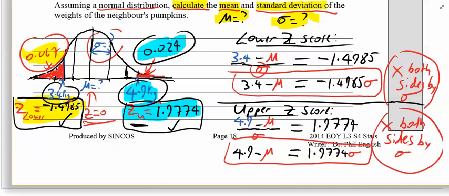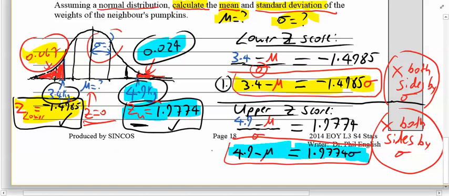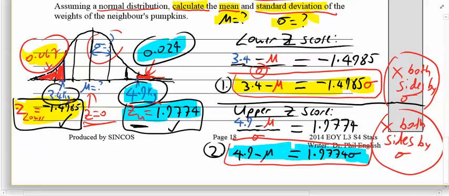Okay, so we've now got two equations. I'm going to call them equation 1 and equation 2. Now, two unknowns, two equations, so it's a simultaneous equation. So let's put them together, because remember our goal is to find the mean and the standard deviation, and they're the same in both of these equations.